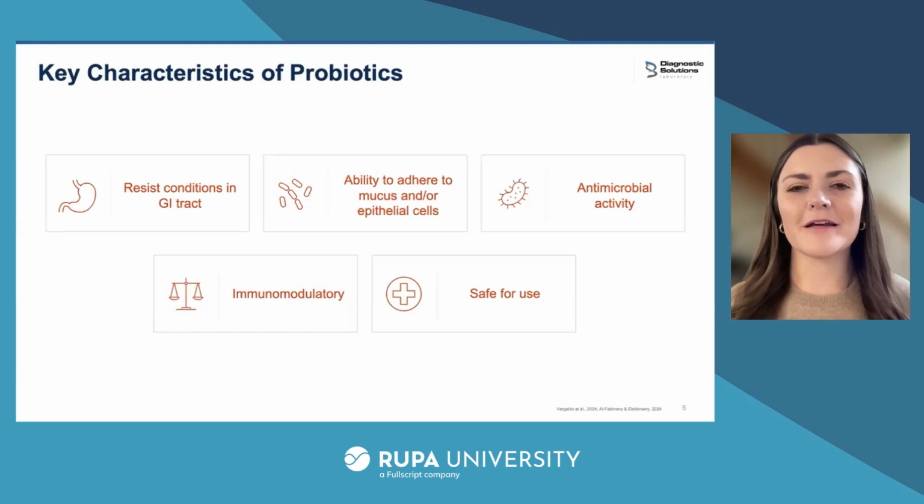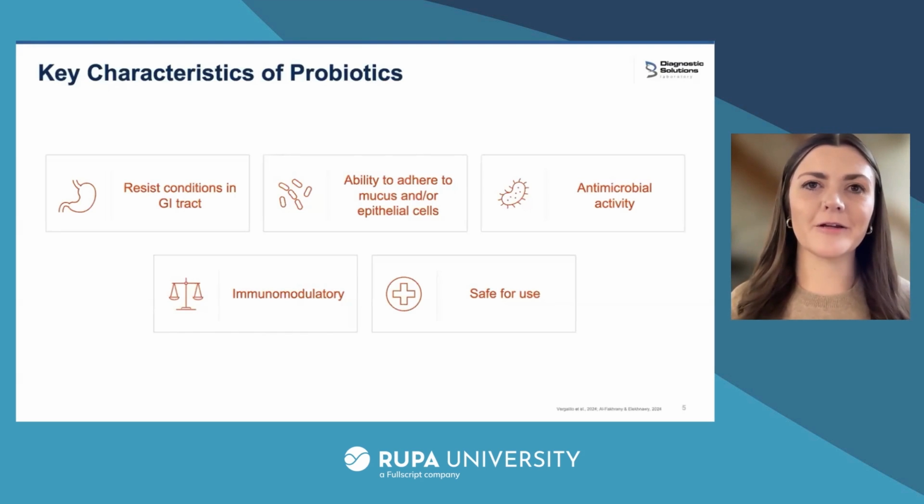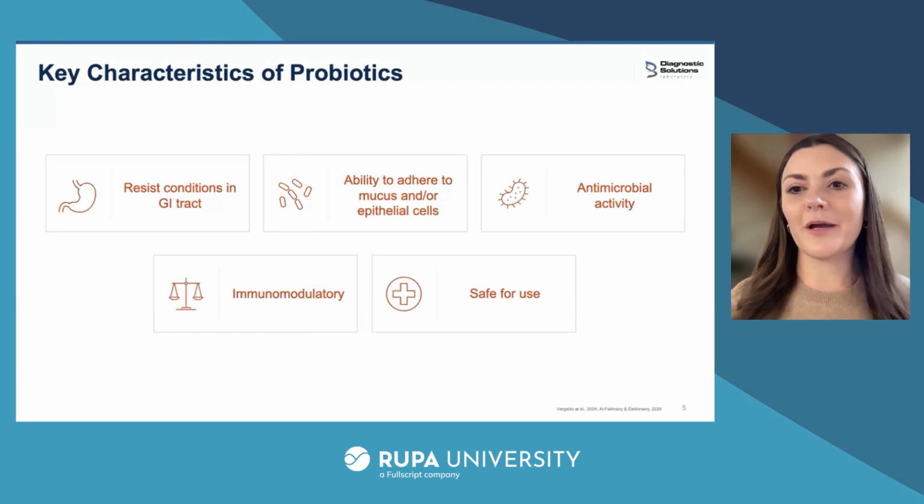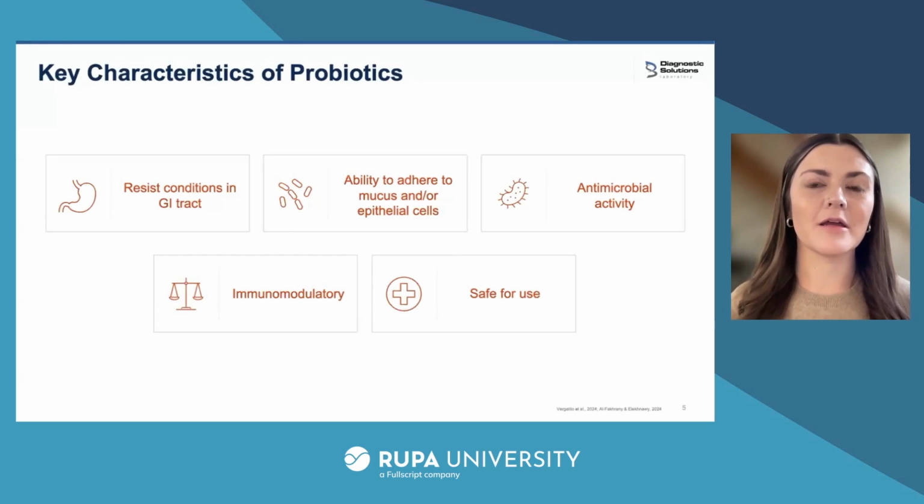We want to make sure probiotics are able to adhere to the mucus or epithelial cells within the gut. This helps them to persist for a period of time so that they're able to confer their health benefits. And we want probiotics to have antimicrobial activity. This is going to be a big topic that we'll talk about today, especially when we think about pathogens and opportunistic microbes that we see on the GI map.